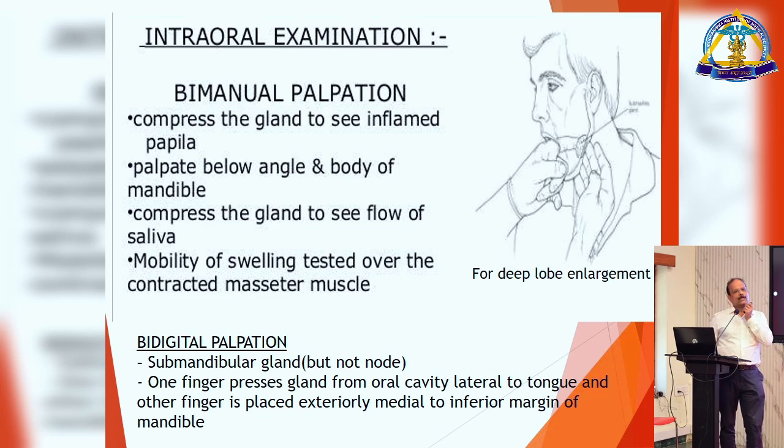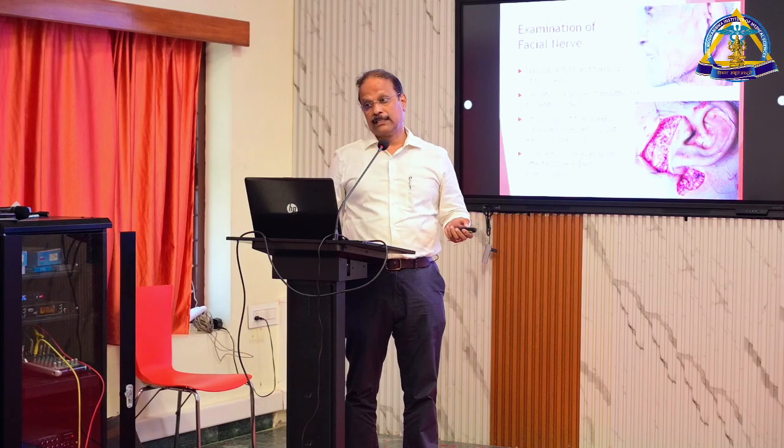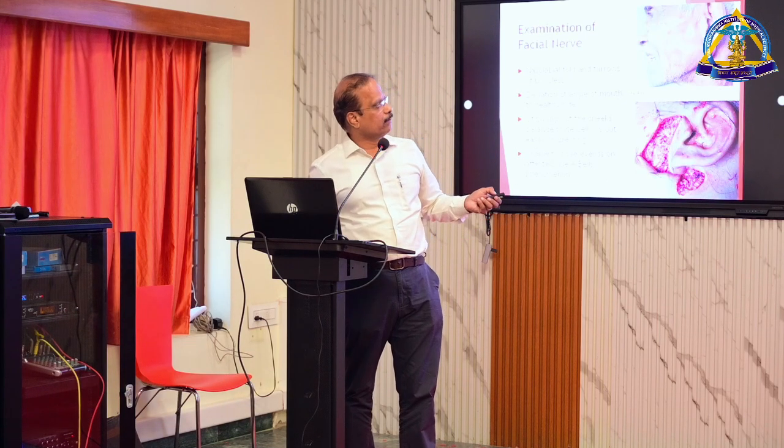Second thing, you can roll a submandibular node over the mandible because it is not fixed to anything, whereas the salivary gland cannot be rolled over because it is wedged by the mylohyoid muscle. So these are the two points which differentiate a submandibular salivary gland from a submandibular lymph node. Bidigital examination is to confirm and also examine the duct, looking for calculus.